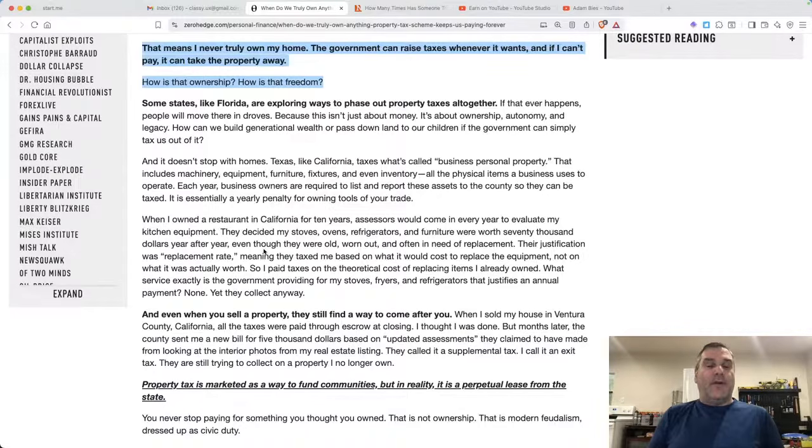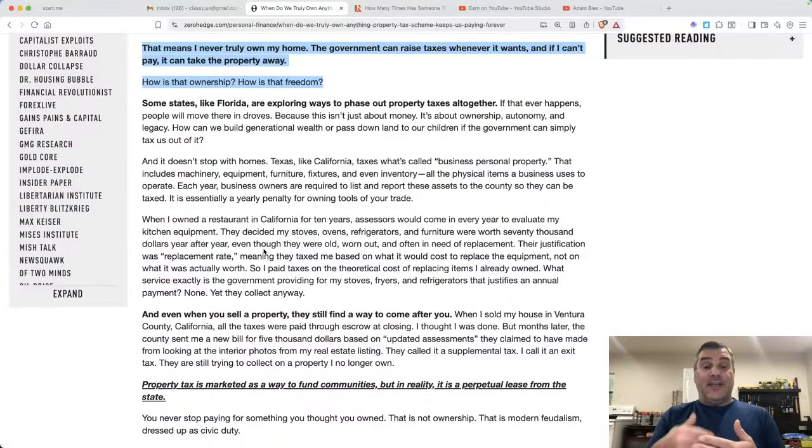But this property tax nonsense, don't stop. We know property tax is a thing all over the country. California taxes, but some of the states go above and beyond taxing your home. California has a tax called business personal property, and that includes machinery, equipment, furniture, fixtures, and inventory in your business, all the physical items a business uses to operate. And each year, business owners are required to list and report all of those assets to the county so they can be taxed on it.